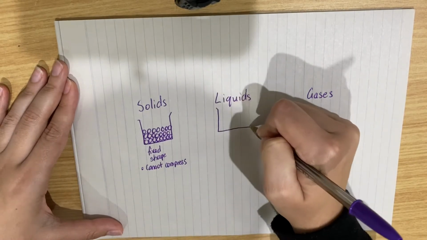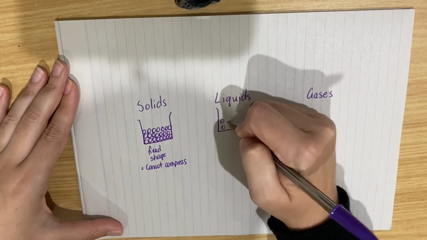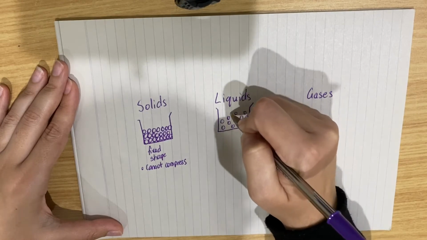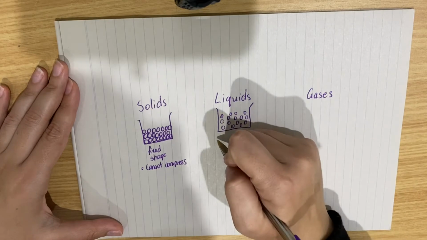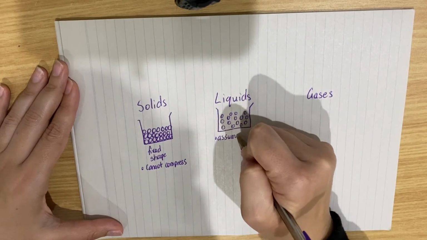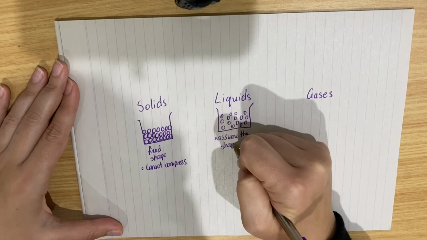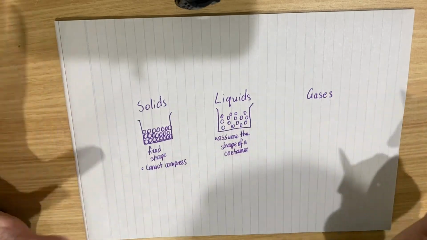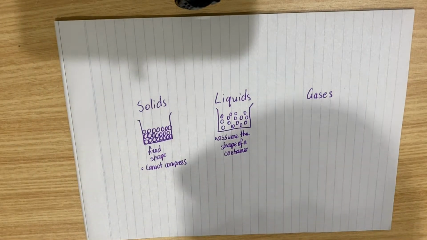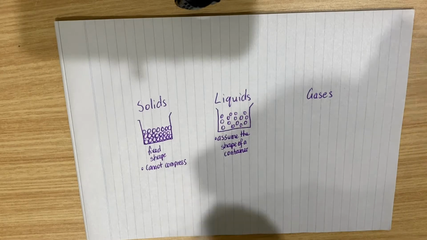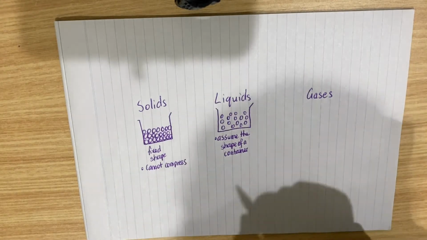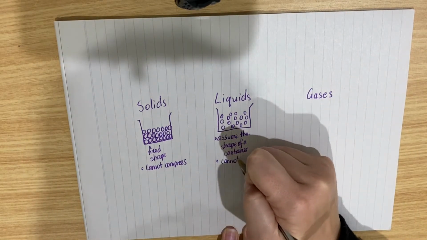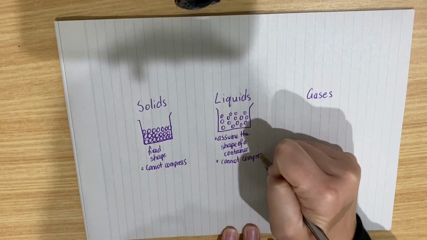Then when we have a look at liquids, liquids are a bit different, because the particles in liquids are spaced out a bit further apart. So they assume the shape of a container. All this is saying is that when you pour water into a glass, the water will fill up the glass to assume the shape of the container. And again, with a liquid, you cannot compress it.